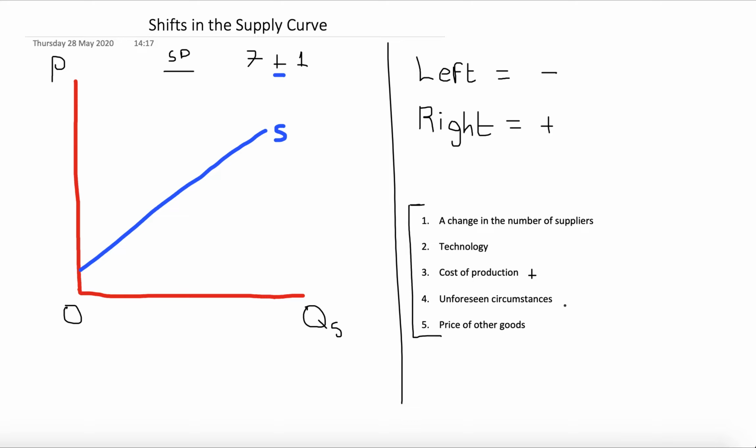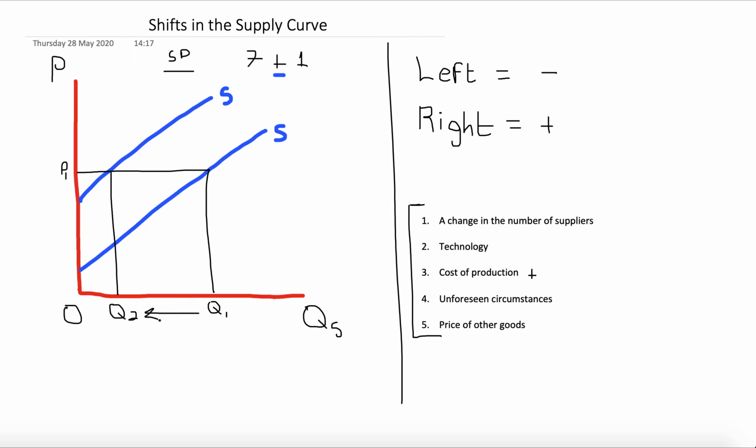Unforeseen circumstances, and I think this is quite topical at the moment. Unforeseen circumstances, COVID-19, coronavirus. Factories are shut down, they're not allowed to produce, and we'll draw a big shift. Okay, so the market price might initially stay the same. We were producing at P1, we were producing this quantity here, and then coronavirus hit. We could only have 5 people in the factory at once, and you can see that the quantity has dropped significantly.